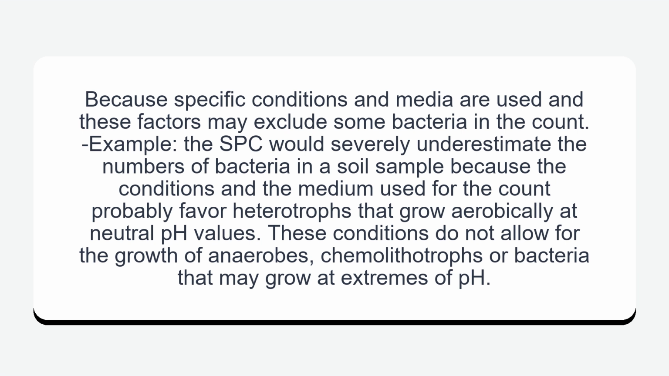Example, the SPC would severely underestimate the numbers of bacteria in a soil sample because the conditions and the medium used for the count probably favor heterotrophs that grow aerobically at neutral pH values. These conditions do not allow for the growth of anaerobes, chemolithotrophs, or bacteria that may grow at extremes of pH.